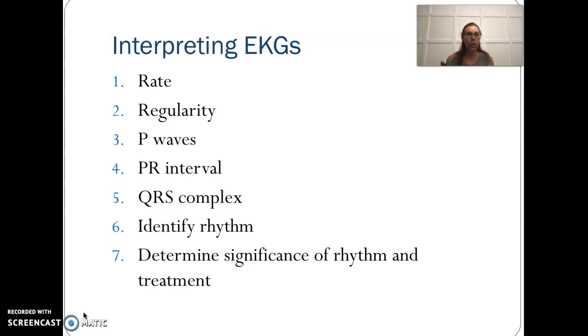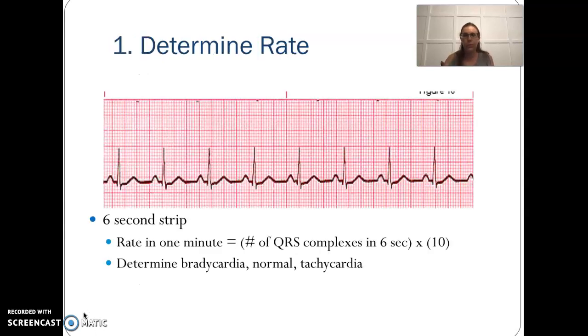So the first thing we're going to want to know is the rate, which is basically the heart rate, right? So we're going to look at that. Then we're going to look at how regular that rhythm appears to be. We're going to look at what the P waves look like, the PR interval length, the QRS length, and identify that rhythm strip, and then we're going to discuss what to do about it.